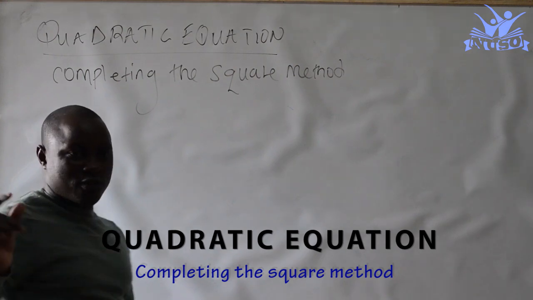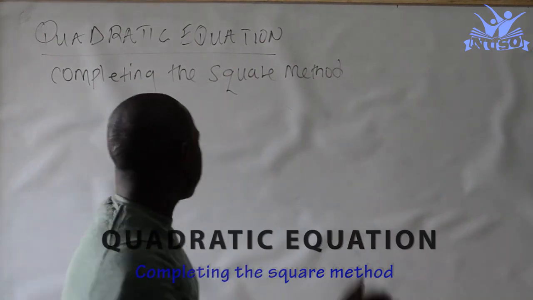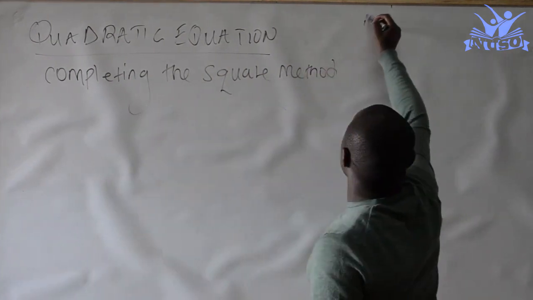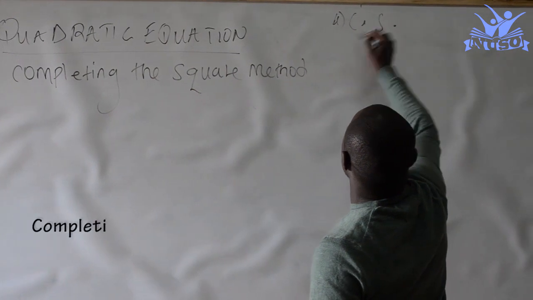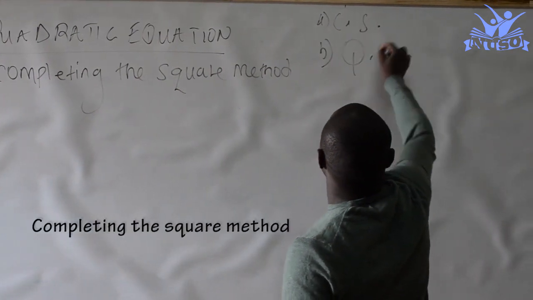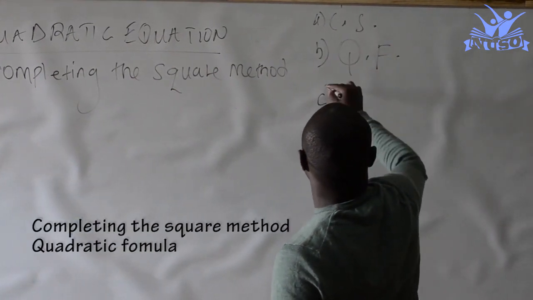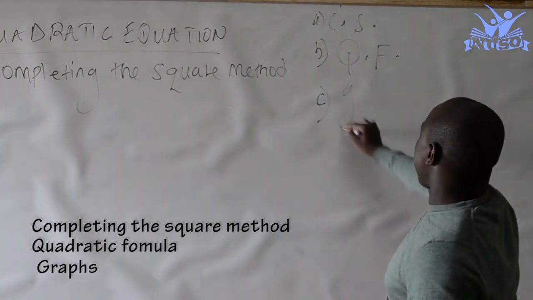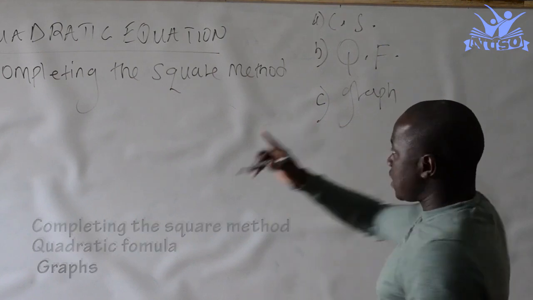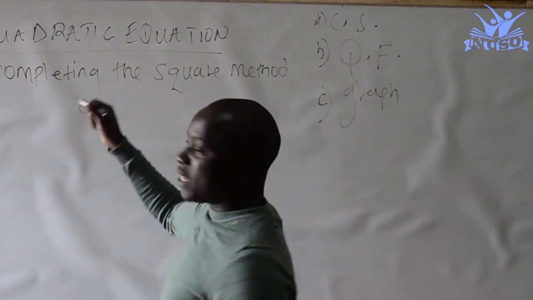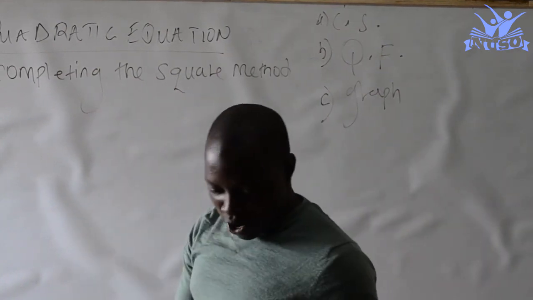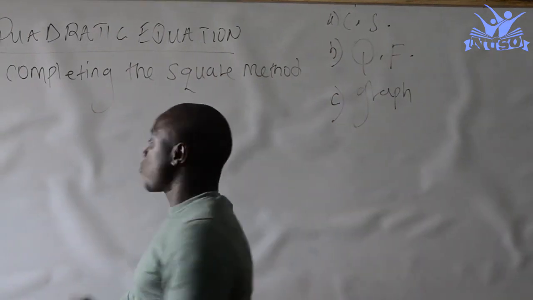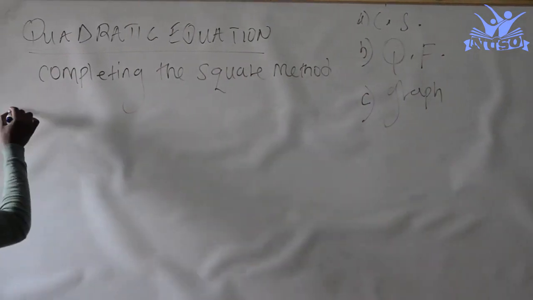There are various ways of solving quadratic equations. They include the completing the square method, the quadratic formula, and you can also solve quadratic equations using graphs. But in this specific class, we are going to use the completing the square method to solve the quadratic equation. Let's quickly look at an example.